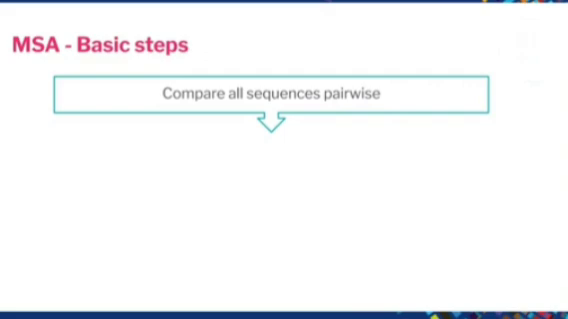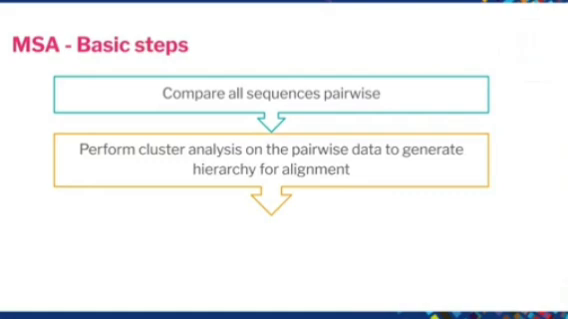Sequence A is first paired with sequence B and a pairwise sequence alignment is constructed, and then sequence A is again paired with sequence C and an A to C pairwise alignment is done, and then a B and C pairwise sequence alignment is done. So we try to find all the possible combinations of pairwise sequence alignment.